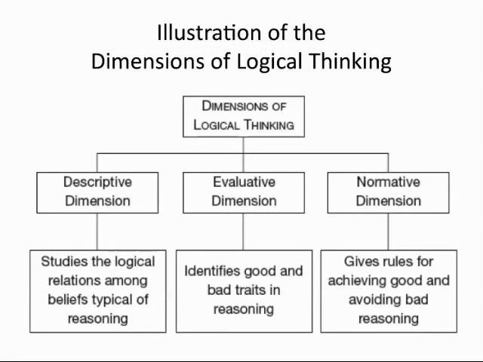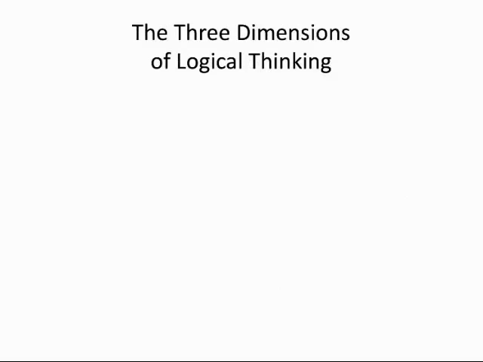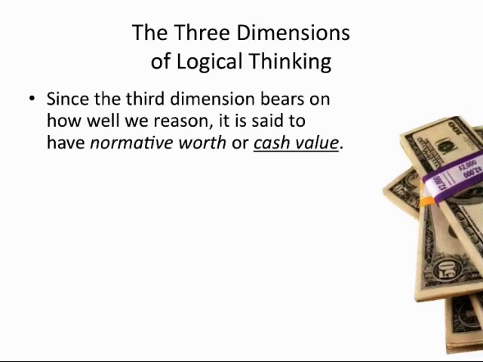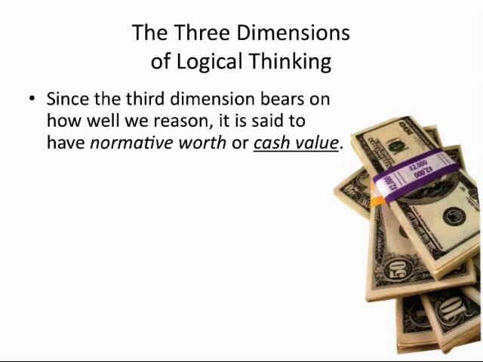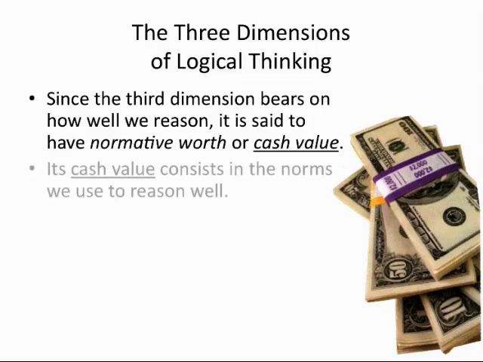Here's a schematic illustrating the descriptive, evaluative, and normative dimensions of logic. Take a look at it. The three dimensions of logical thinking interest us principally for the third, the normative. That's the one that merits our attention since it points to the rules by which we can reason convincingly. To use a monetary metaphor, it has cash value.